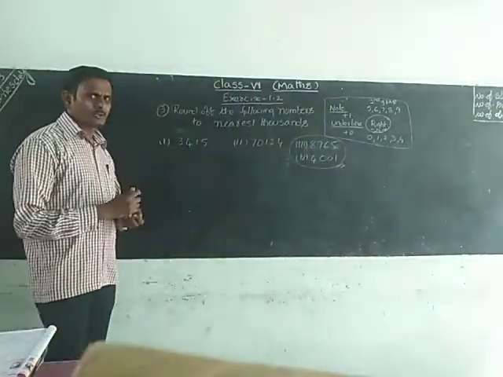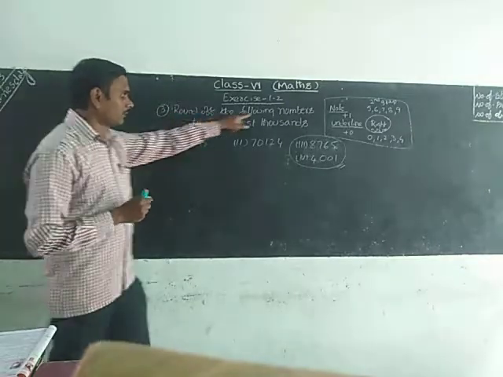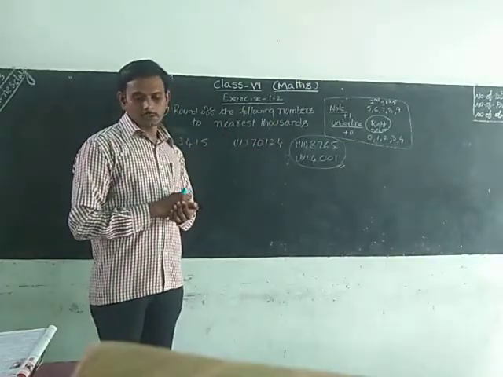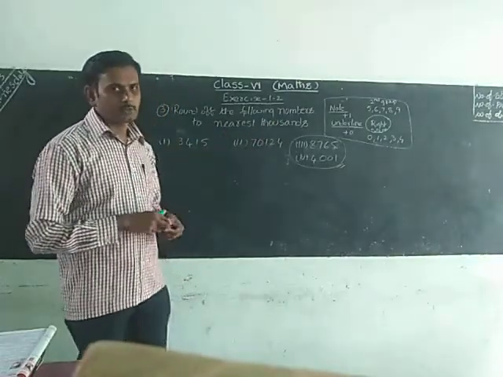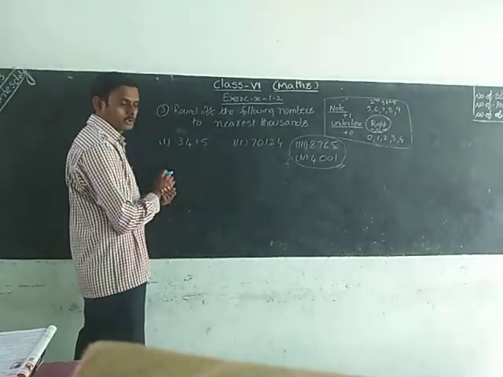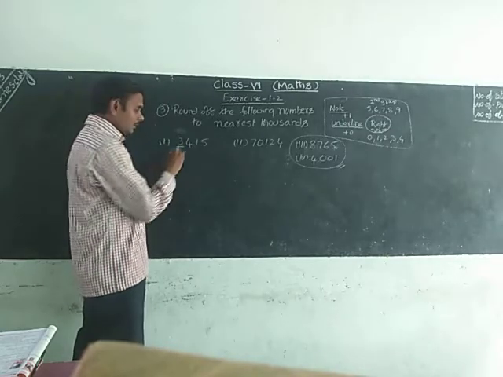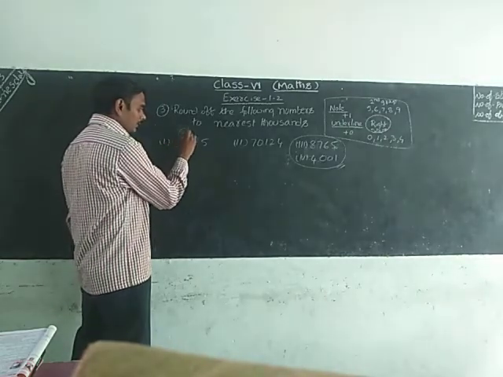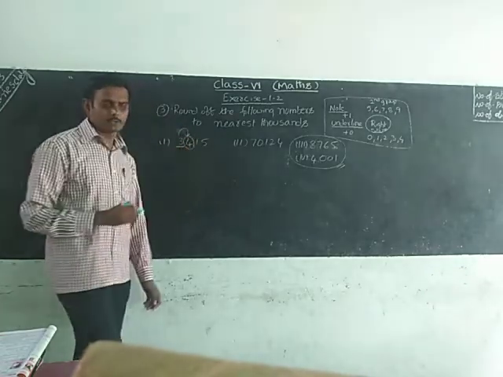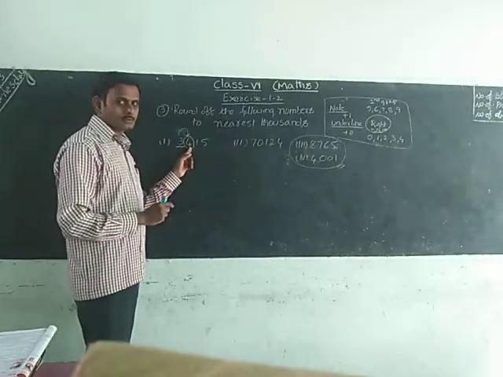The process is the same only. Identify the place first. What is the question given? Nearest thousands we have to find out. Nearest thousand means the place value thousand we have to underline: ones, tens, hundreds, thousands. After the underlined number, the right side number you have to circle. Always the right side number only has to be circled.